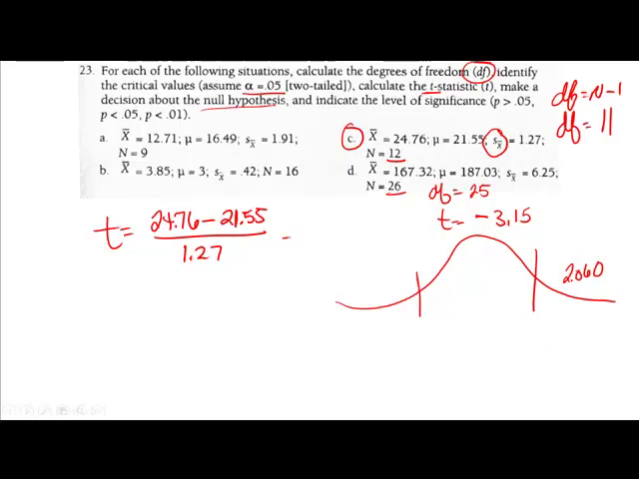Well, see, they want you to do either 0.05 or 0.01, so look at both of the numbers. This is great. This is a huge t-score. So we're going to actually reject at the 0.01 level for D.